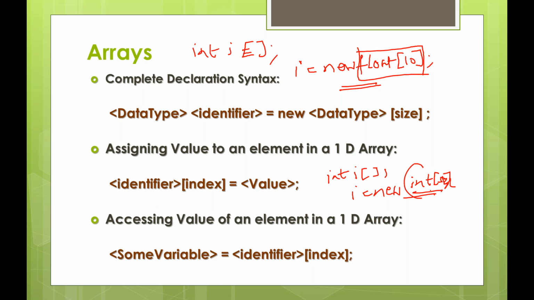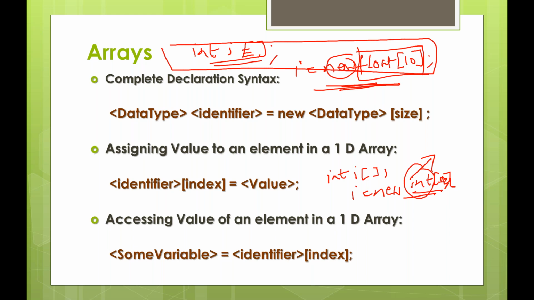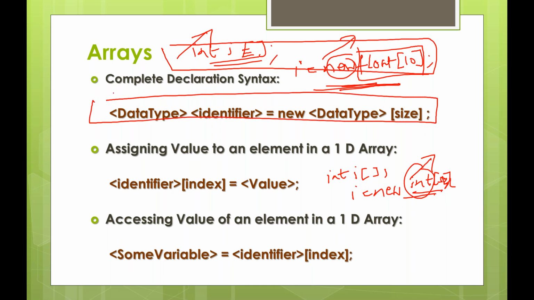We will see what happens if we try to declare a different type here. Obviously it should result in a compile time error. So what we did earlier: first we declared, and then allocated memory using the new operator. Can we do it in a single statement, instead of using statement 1 and statement 2? Yeah, we can do that.